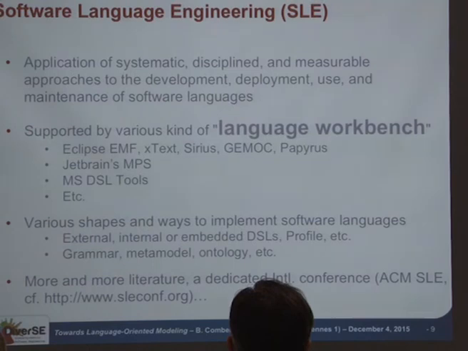We can talk about external, internal, or embedded DSLs, or even profiles, which are a very specific way to do internal DSLs in UML. And we can use different technological spaces, such as grammars, metamodels, ontologies, and so on. More recently, we even have more and more literature. In the last 5 years we have seen many books about software language engineering and the development of domain-specific languages. And we even have a dedicated international conference, which is now sponsored by ACM, and the first edition was in 2008.